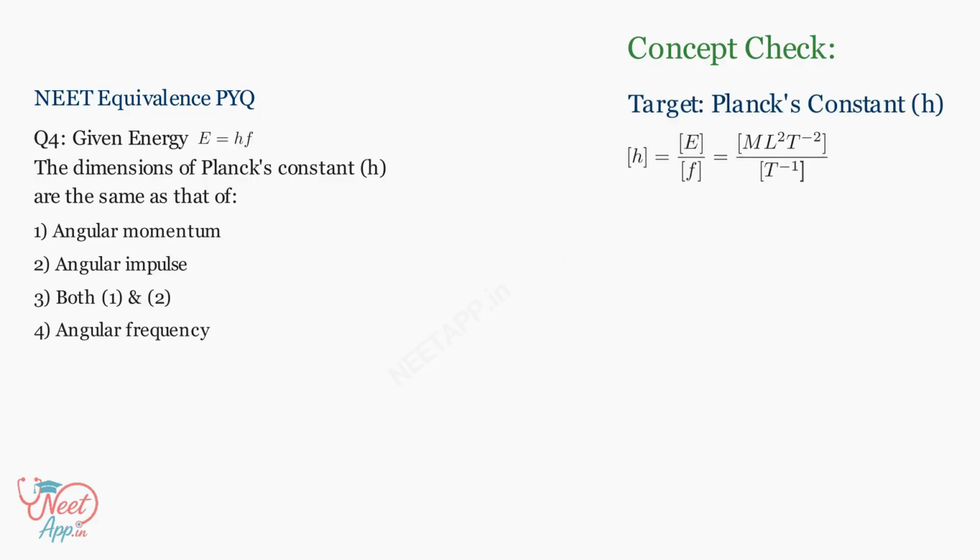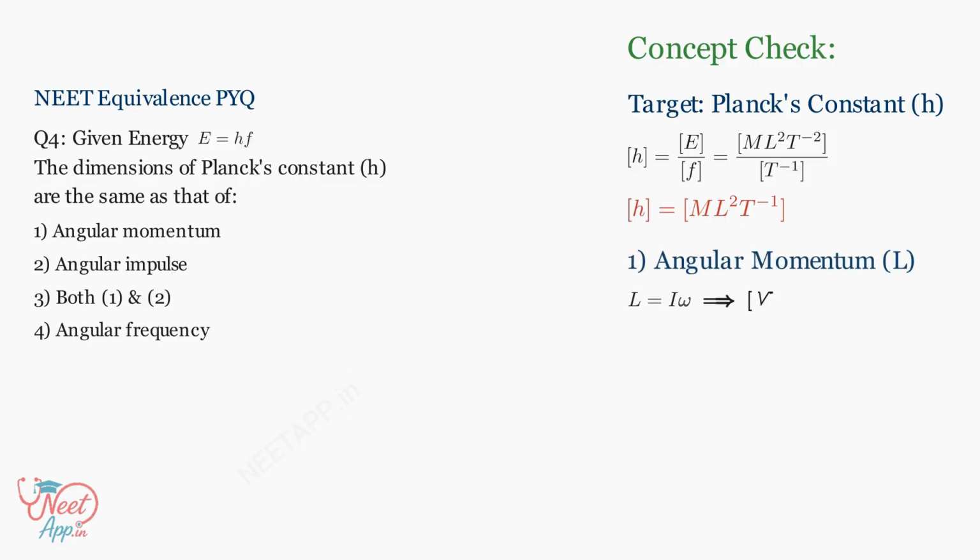Energy is M L^2 T^-2. Frequency is T^-1. When we divide them, we get the dimensional formula for Planck's constant, M L^2 T^-1. Now, let us test the options. Option 1 is angular momentum. The formula is moment of inertia times angular velocity. That is M L^2 multiplied by T^-1. This gives us exactly M L^2 T^-1. It is a perfect match.